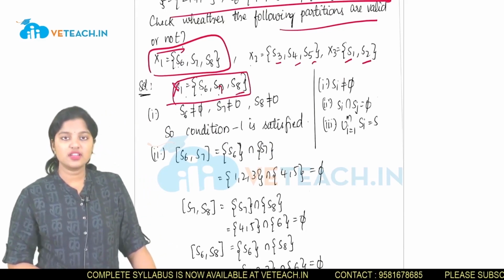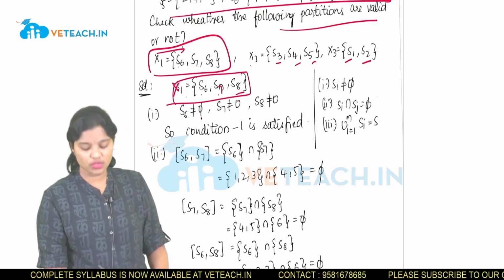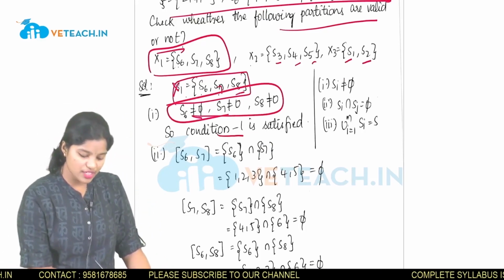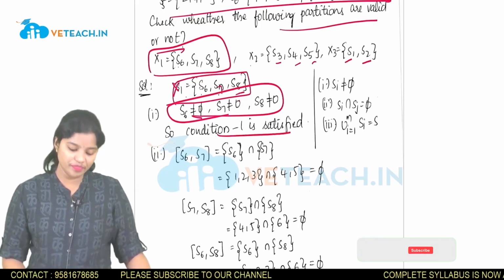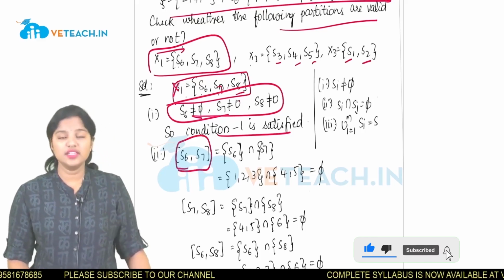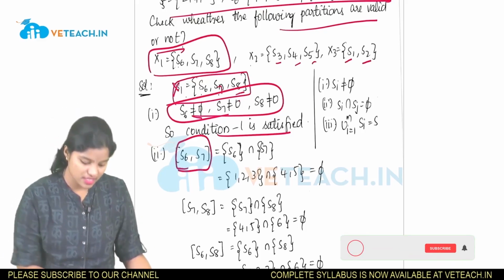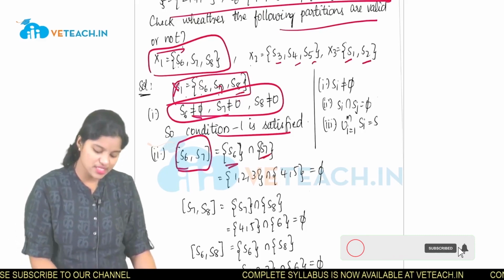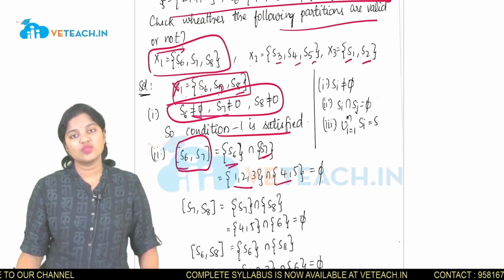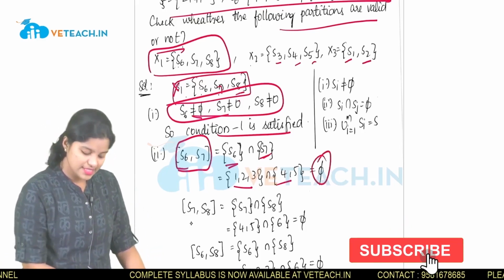First, what is the first condition? Those sets should not be equal to the null set or phi. So these three are not equal to phi, and condition 1 is satisfied. Next, the second condition: the intersection of any two distinct sets should be equal to the empty set. S6 intersection S7: here, no similar elements are present, so the intersection is equal to phi.